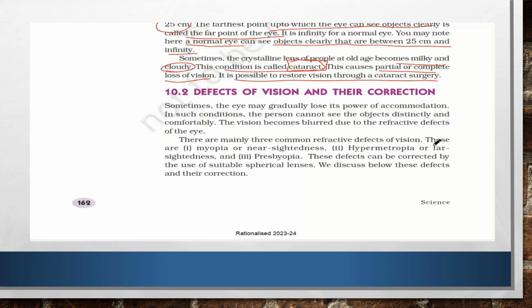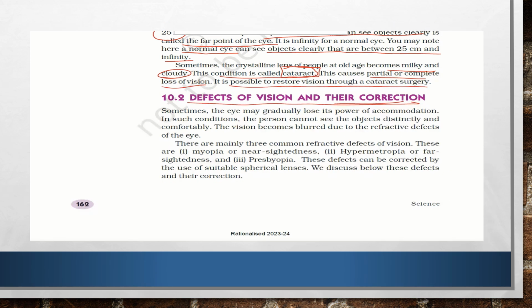So now we will discuss the defects of vision and their correction today. Now we have come to this part, that is, defects of vision and their correction. You can see that most of us are wearing specs. This means that the lens is not properly forming images inside our eyes. So there are some problems. Some of us have minus power, and some of us have plus power. So what does this mean, the plus power and the minus power?